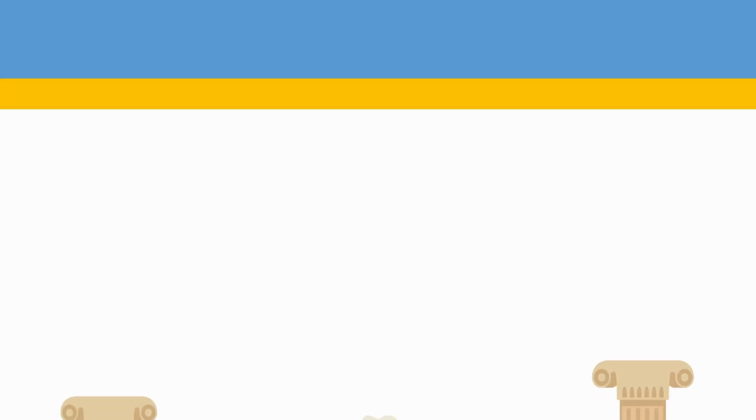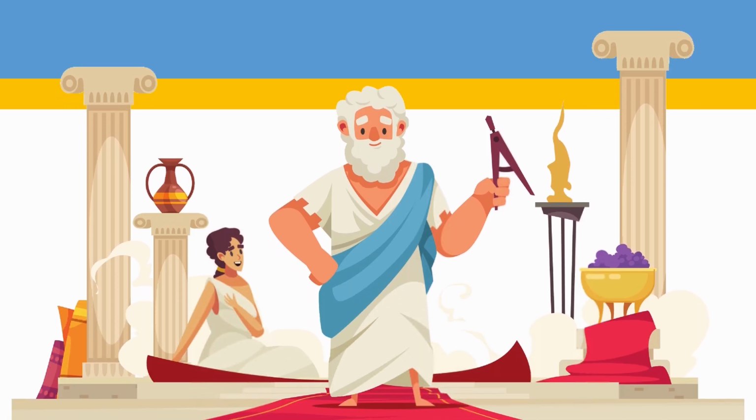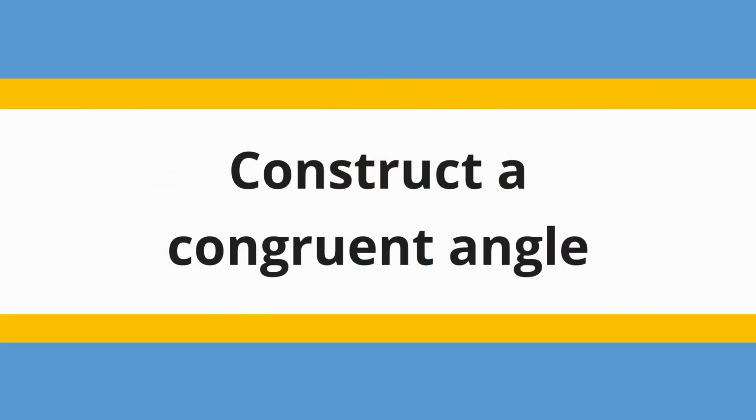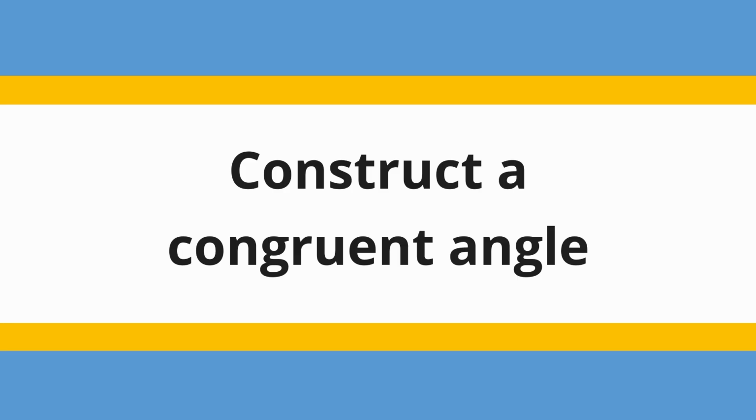Imagine the world thousands of years ago when math and geometry were first being established. People didn't have tools like computers or even just protractors. So to copy an angle, find a midpoint, or anything else, they'd have to use the tools available, such as a compass. Today, let's learn how to construct a congruent angle using only a compass and a straightedge.